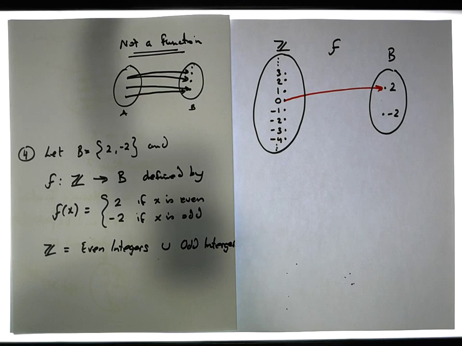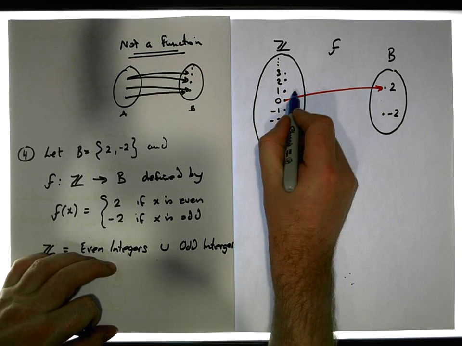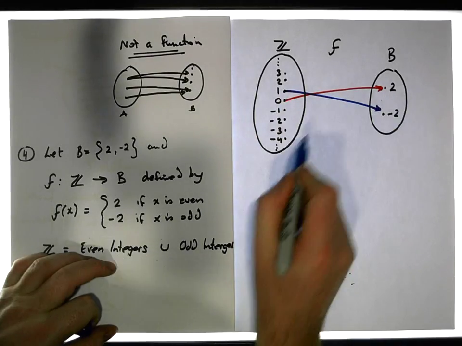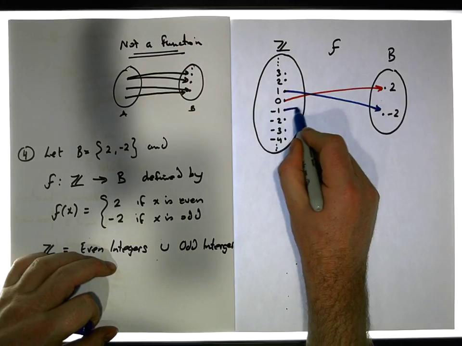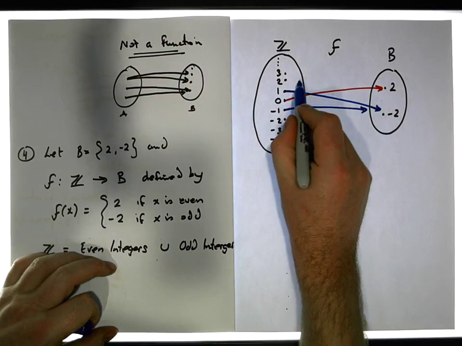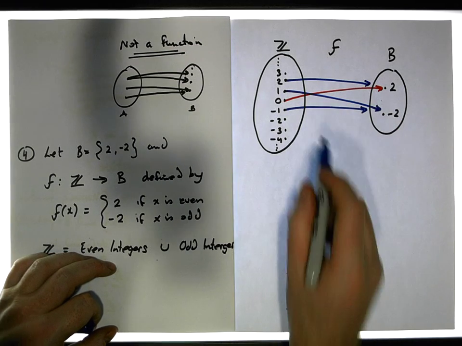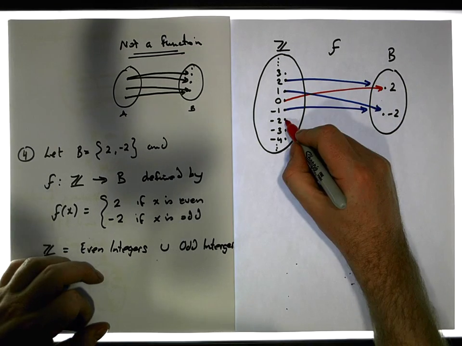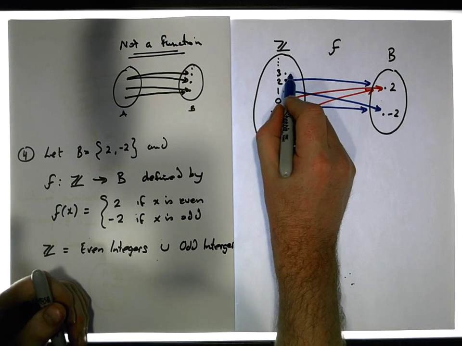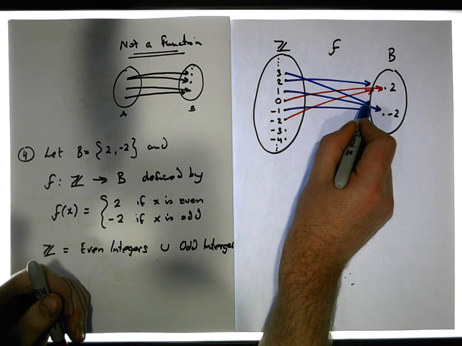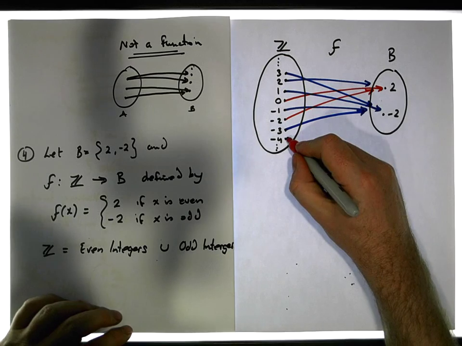It's even. What about 1? Well, 1 is an odd number, because when we divide it by 2, the remainder is 1, so 1 goes to minus 2. What about minus 1? Minus 1 is odd as well, because when we divide it by 2 it gives a remainder of 1, so that goes in here. What about 2? 2 is even, so that goes here. Minus 2 is also even, so that goes here. 3 is odd, so that goes here. Minus 3 is odd, so that goes here. Minus 4 is even, so that goes up here.